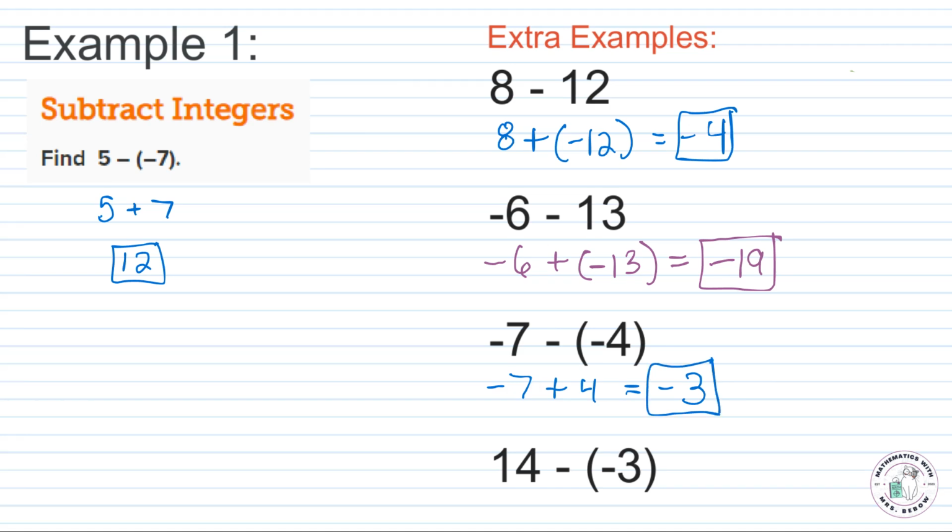All right, and then the last one for this slide, we have 14 minus negative 3. So we're going to keep, change, change.